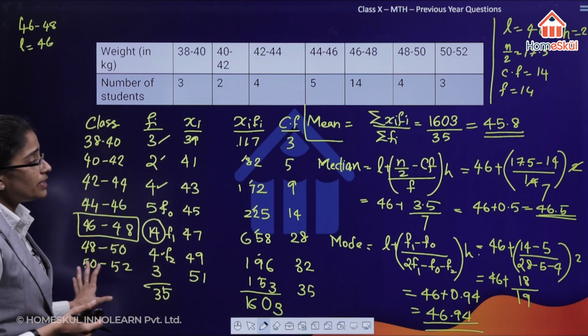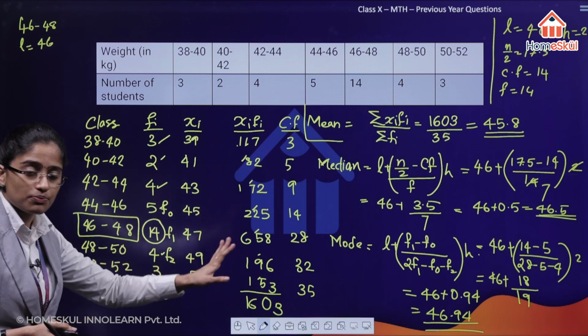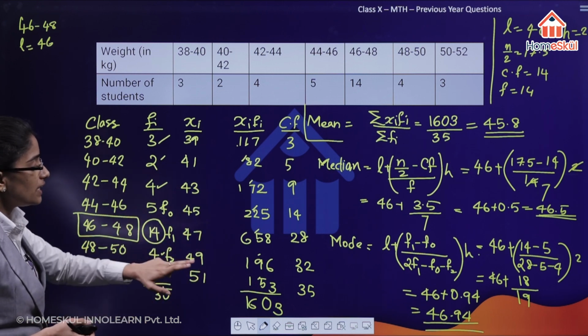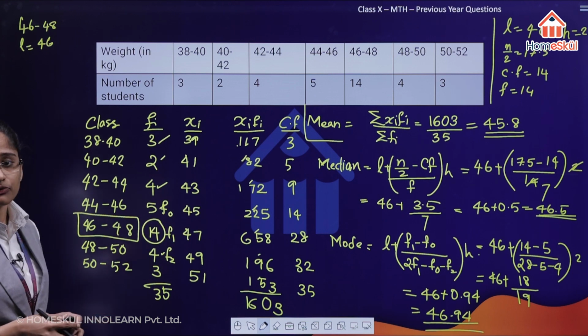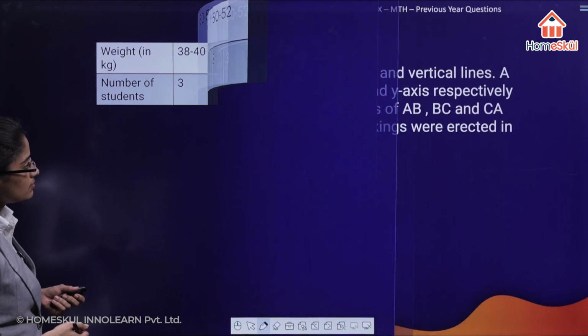So mean of the data is equal to 45.8. Median of the data is equal to 46.5. And mode of the data is equal to 46.94. Clear? So moving on to the next question.